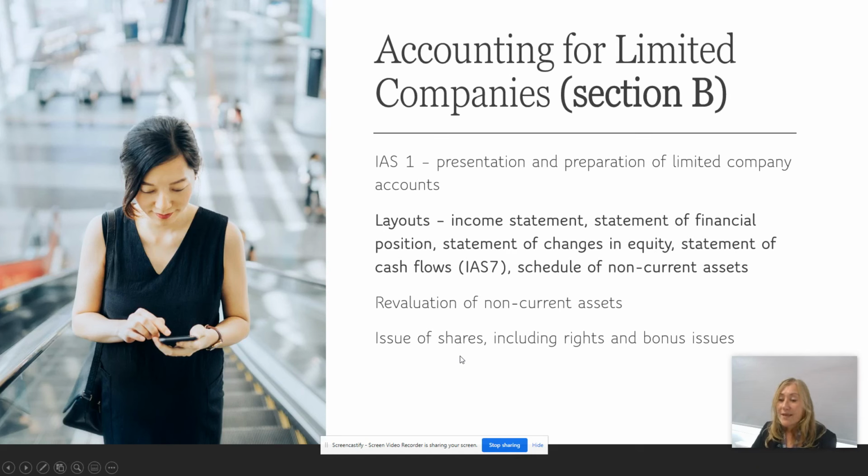So issuing of shares, rights and bonus issues. Remember, the rights issues raise money for the business. The bonus issues just convert existing reserves into shares.